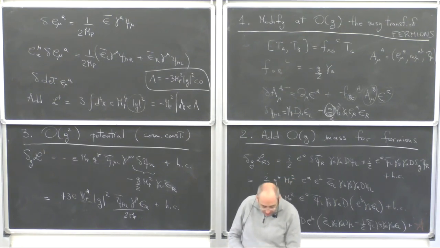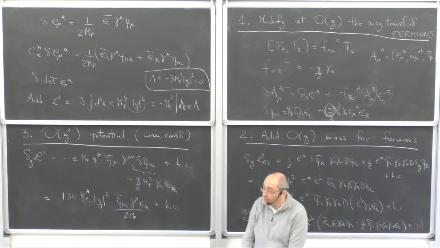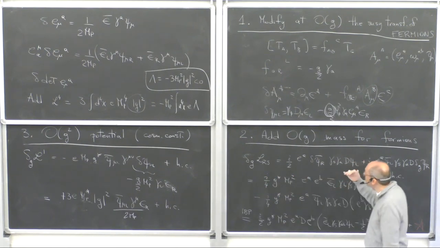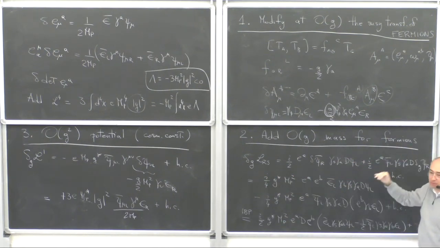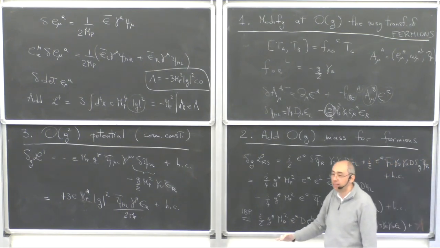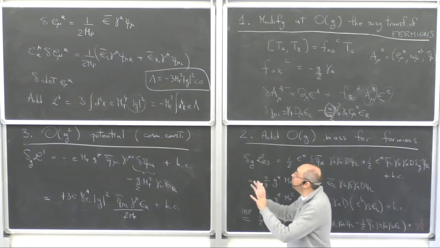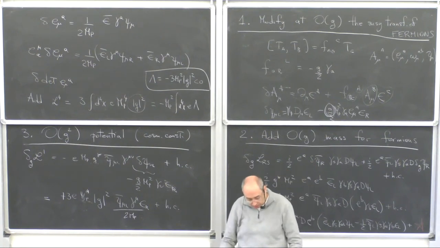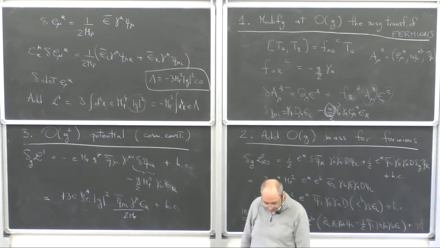Okay, this was mainly a derivation of the supersymmetry of the action, but I stress and insist a lot on the three steps, because this is what is going to happen in any supergravity theory. Here everything is very simple, it's just a constant. This is going to happen in general for any supergravity theory.